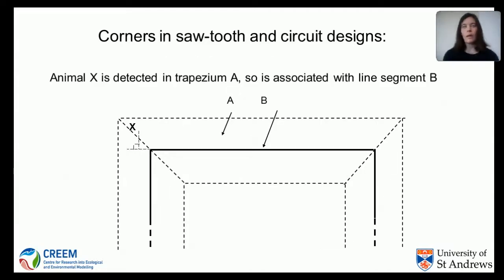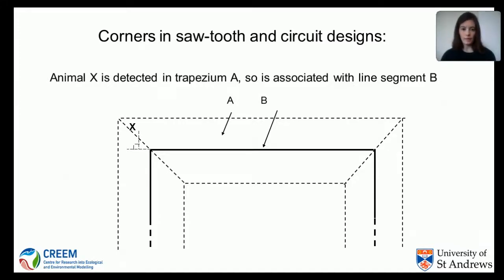Now, whichever survey design you choose, there are details to think about, and so one example of something to think about is how we deal with corners in some of these more unusual designs. So here's an example. Here we have a circuit design, and an animal X has been detected up here near one of the corners.